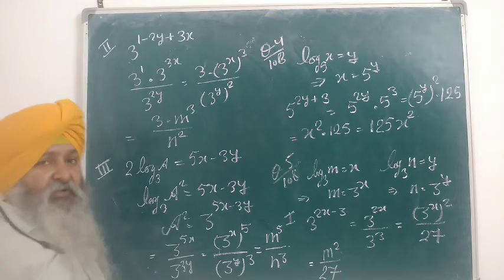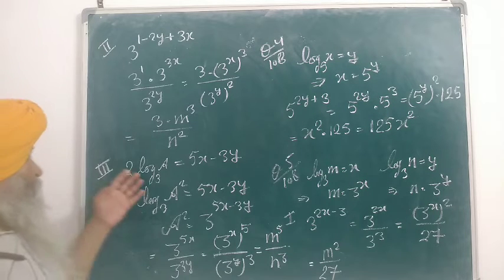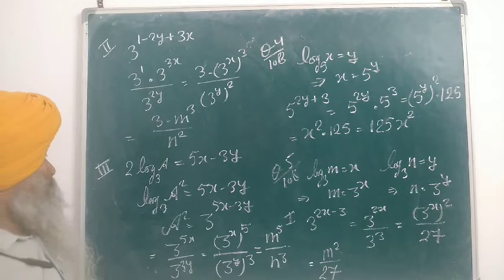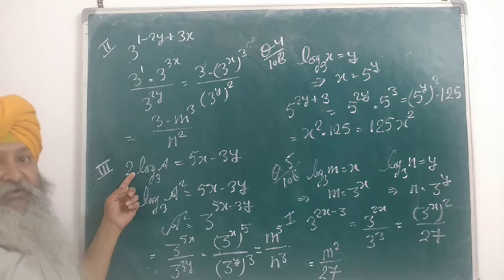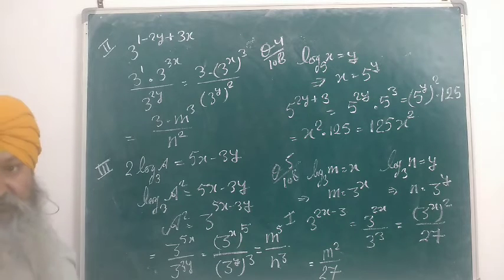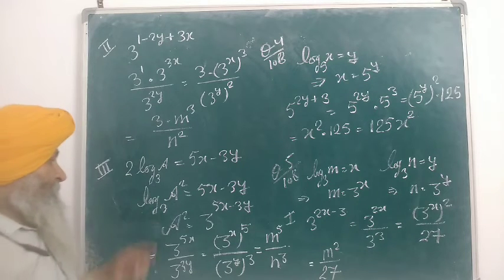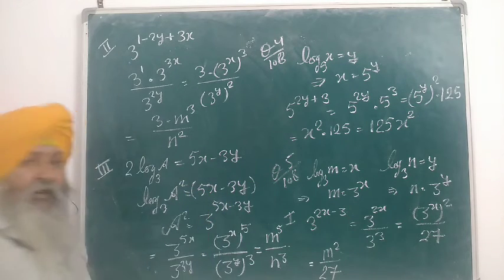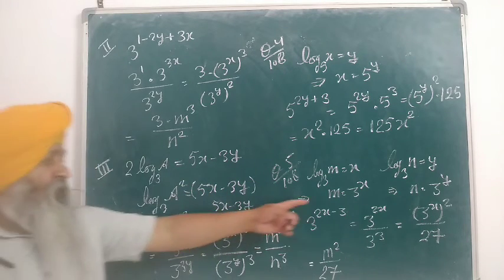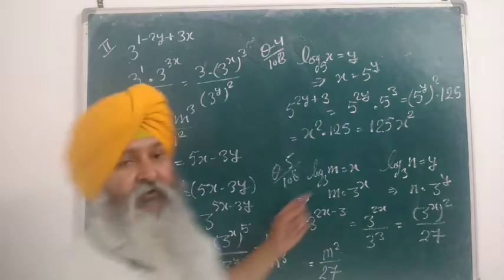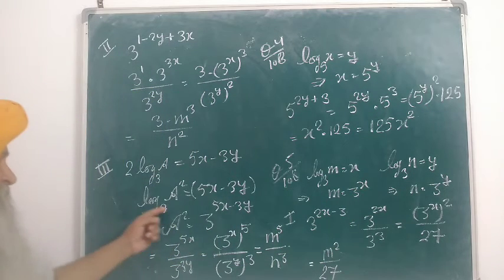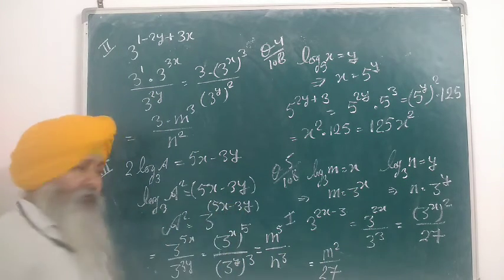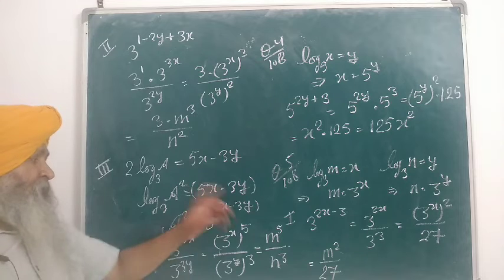Now please come to the third part. 2 log 3 base is equal to 5x minus 3y. Now in log 3 base, this 2 is multiplication, so it will become the power. Now this is the base and this is the number. I don't want to solve in the logarithm because my values are in the indices form. So what I do, I shift the base 3 here. So this 5x minus 3y goes to the numerator. So a square is equal to 3 raised power this.